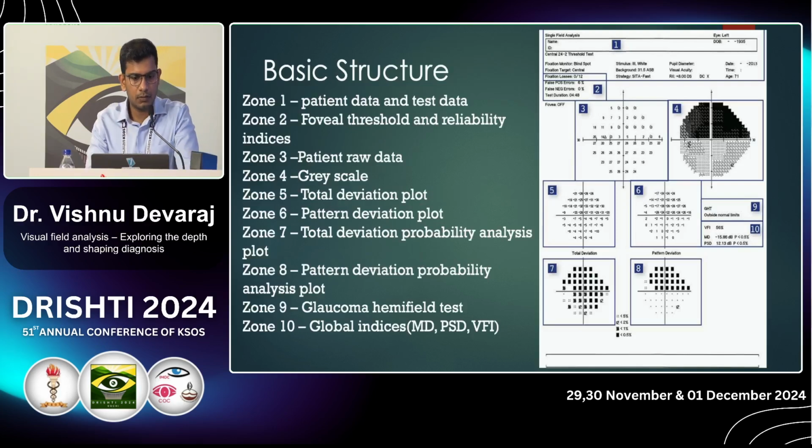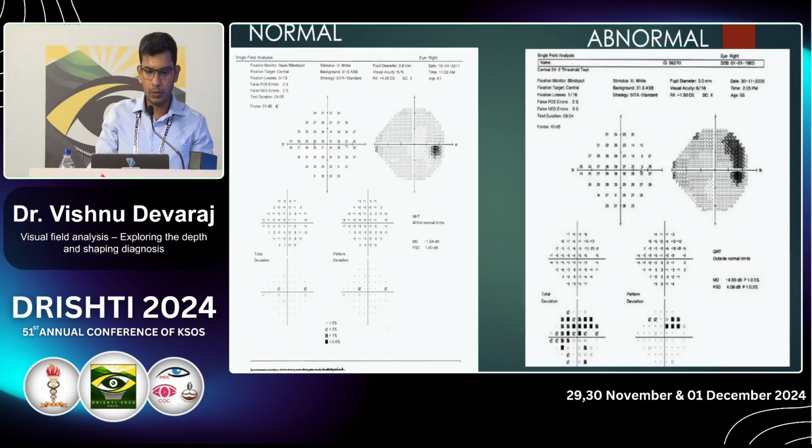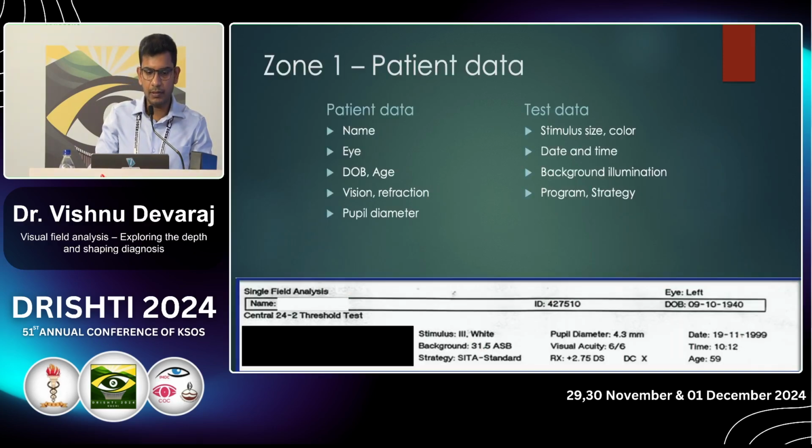So what is the Humphrey field analysis? It's divided into 10 zones, zone 1 to 10. Zone 1 includes patient data. Basically, the patient's data is compared to age-matched individuals, so the age is important. Second point is refraction. Refraction is important because even one diopter variation causes a 3.6 decibel generalized depression in the perimetry.